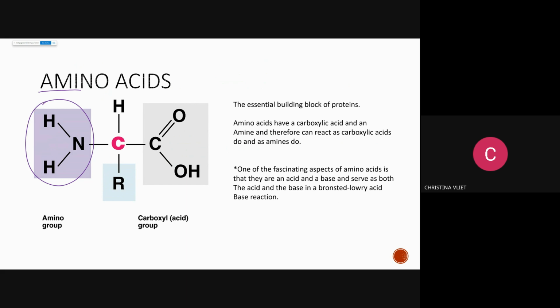And an acid, what's the only functional group that has the name acid? Carboxylic acid. So an amino acid always has an amine and a carboxylic acid.